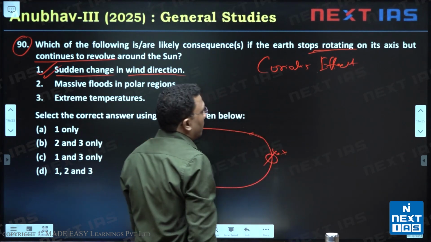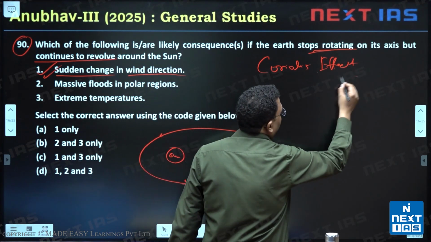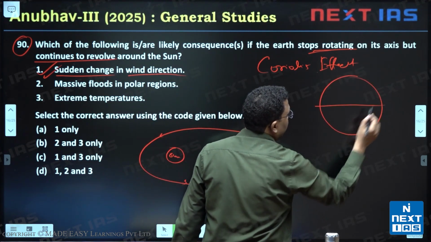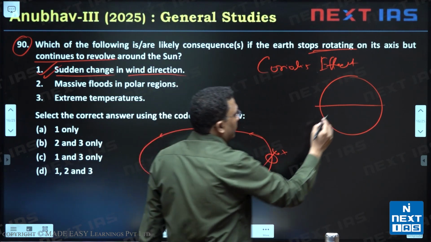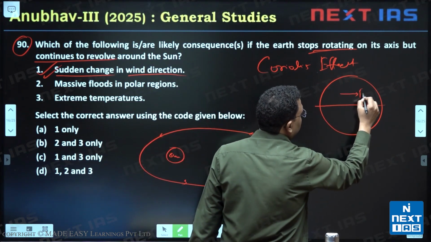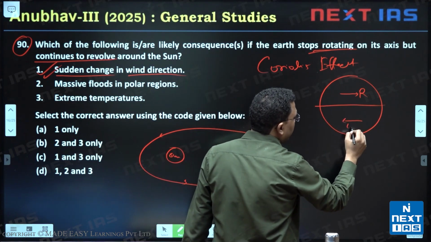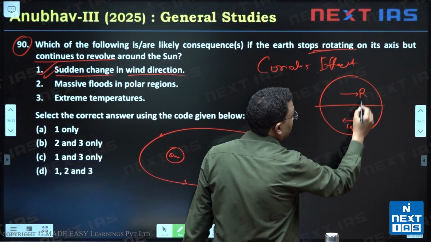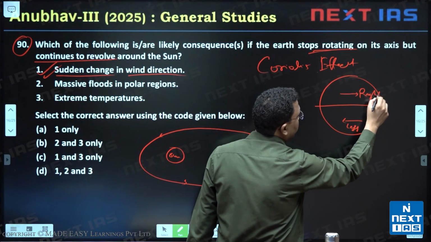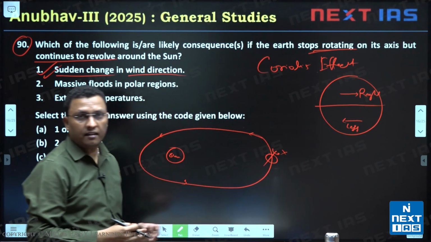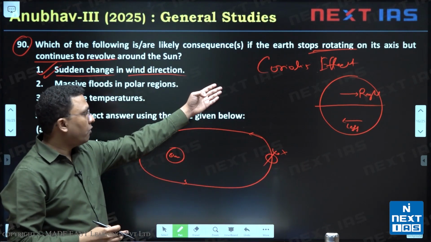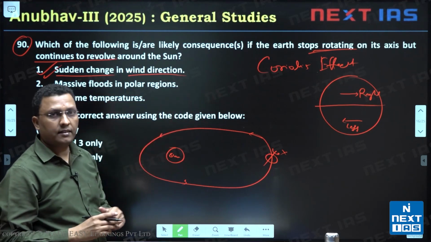Coriolis effect. What is Coriolis effect? Coriolis effect basically deflects any moving fluid towards right in the northern hemisphere and towards left in the southern hemisphere, right? This is called the Coriolis effect.